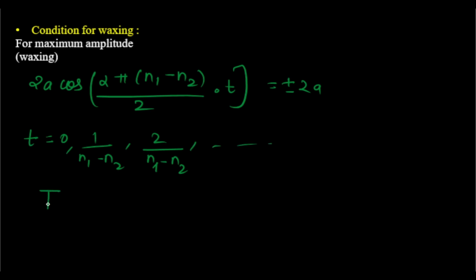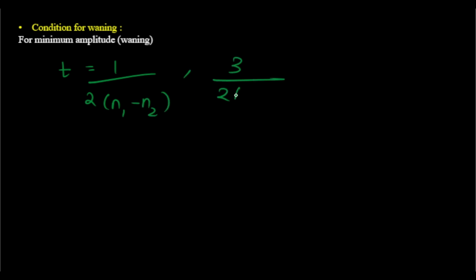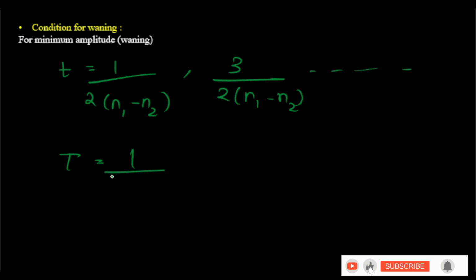Period of beats is t is equal to 1 upon (n1 minus n2). Frequency of beats is n is equal to n1 minus n2. Condition for waning, for varying amplitude: here t is equal to 1 upon 2 times (n1 minus n2), 3 upon 2 times (n1 minus n2), and so on. Period of beats t is equal to 1 upon (n1 minus n2).